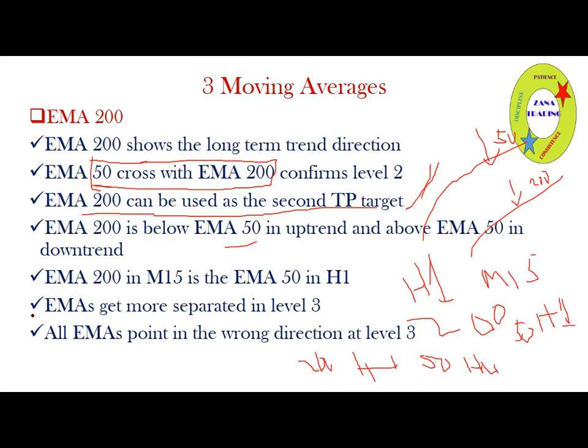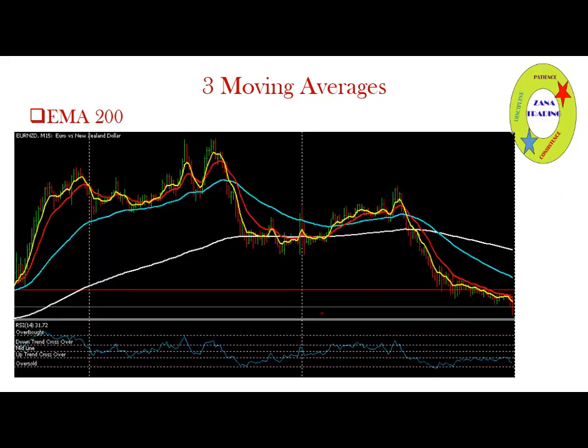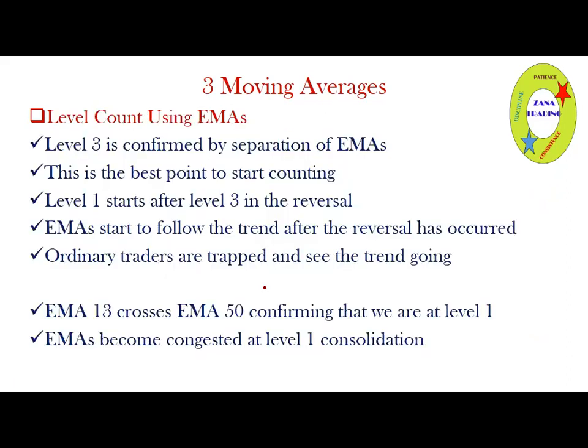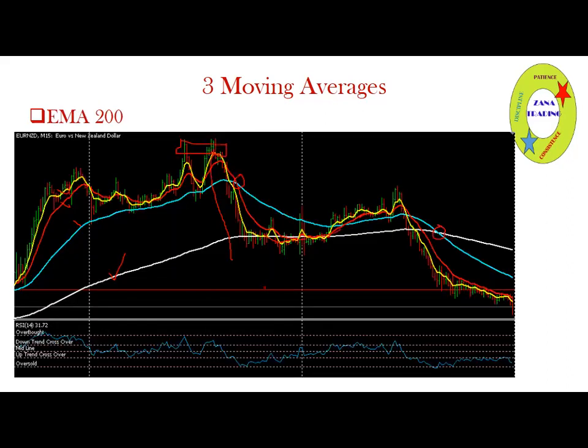At level 3, the moving averages get separated and they point in the wrong direction, right? So this is what you are seeing there: 5, 13, 50, and 200. So level 1, this is our high point. Level 1, you see the 1350 cross there. Then you consolidate. Level 2, you see the 50200 cross. After that, they separate to show that you are getting into level 3, right? So the MAs will separate at level 3.